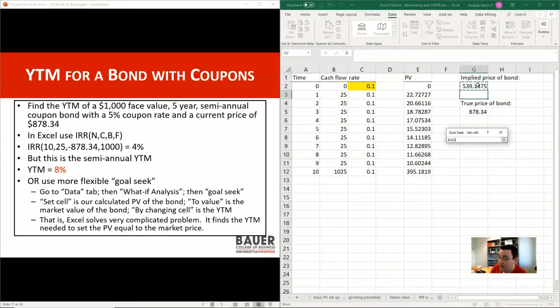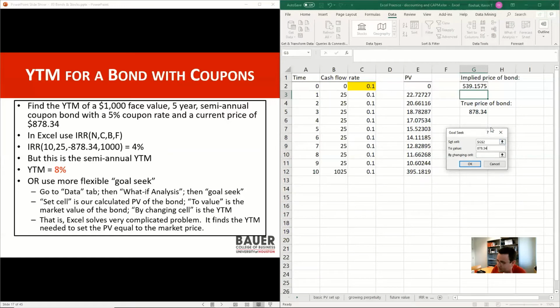So what do we want to set? We want to set this implied price of the bond, this $539. That's wrong. We know it's wrong. We want to set it to the right price. How do we do that? Well, we put something in this to value box here. In this box, we put the true price, this $878.34.